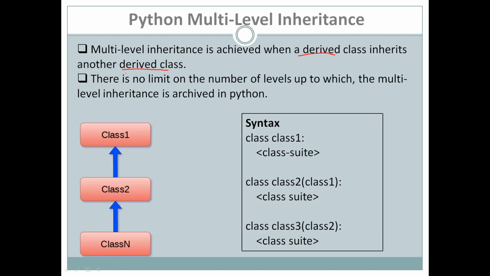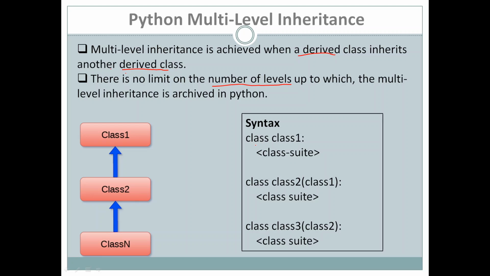So this type of inheritance, you can call it multi-level inheritance, and there is no limit on the number of levels up to which multi-level inheritance is achieved in Python. So there is no limit for the levels in multi-level inheritance in Python, remember. The syntax of multi-level inheritance is also given here.